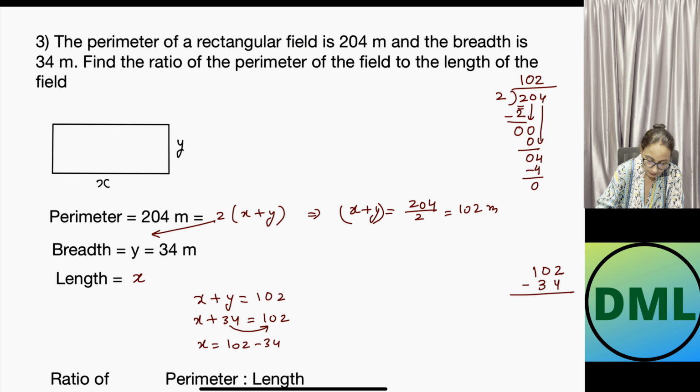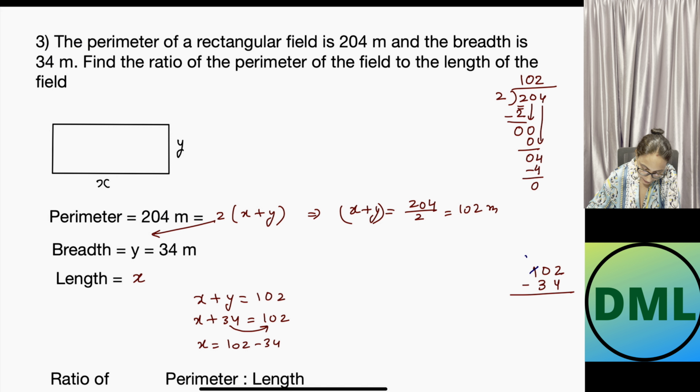From 2, I cannot subtract 4. I need to take the carryover from here. 0, I can't take the carryover. I need to take the carryover from 1. So 1 will become 0 and this 0 will become 10. Then I cancel this 10 and this will become 9 and this will become 10. 10 plus 2, 12. Let's cancel that out here.